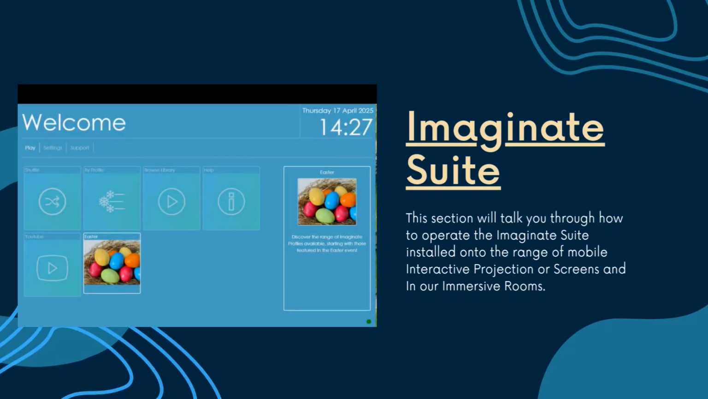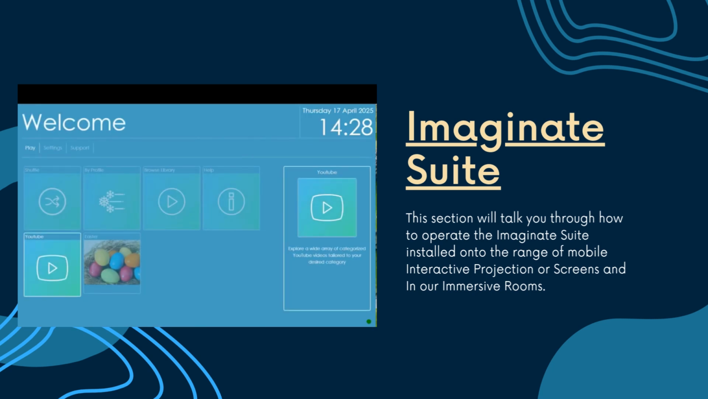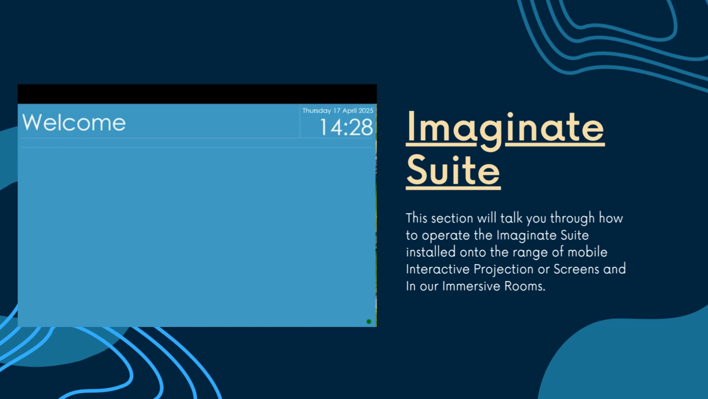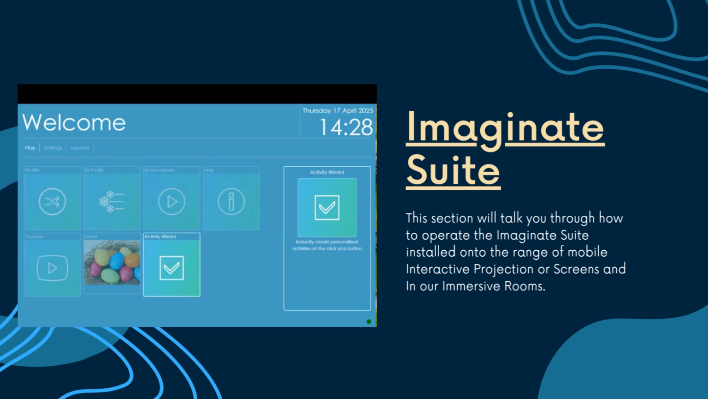We also have the Instant Activity Wizard, which lets you quickly create personalized content. All you need is a USB stick. Create a folder and add your own images to it. Then, plug the USB into the Sense interactive projection unit or into the PC in your immersive room. Once the USB is inserted, the Activity Wizard will appear automatically. It only shows up when a USB is connected, and you'll see your folders of personal images ready to use.